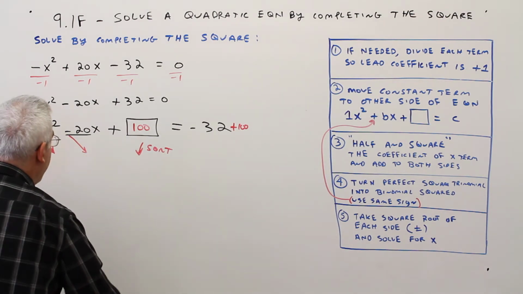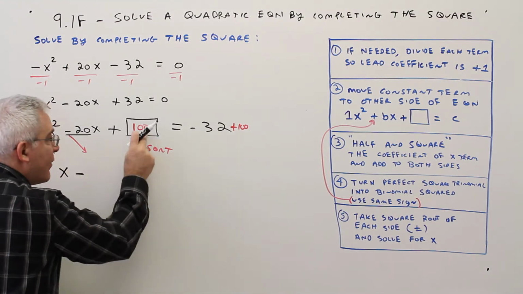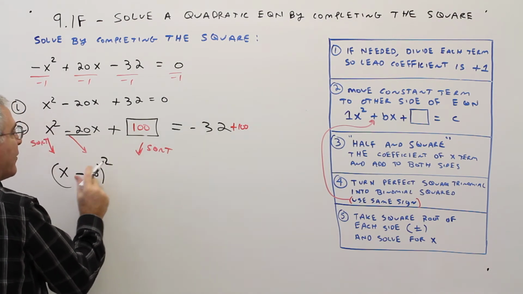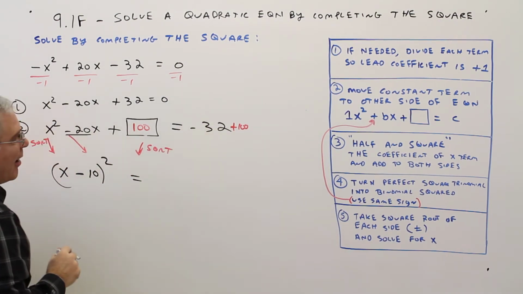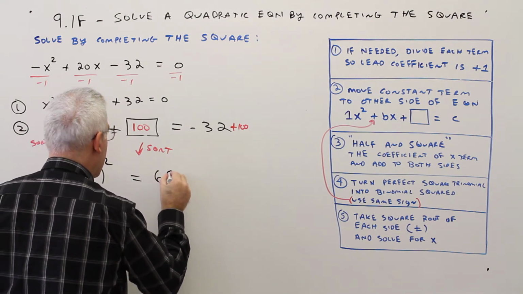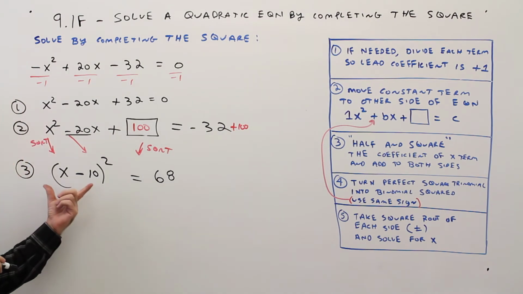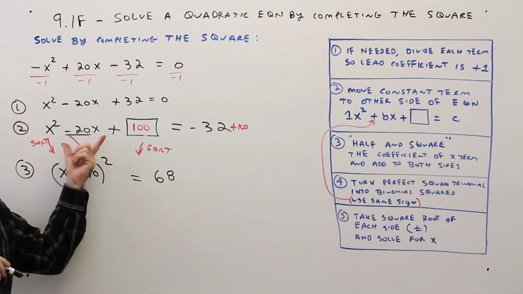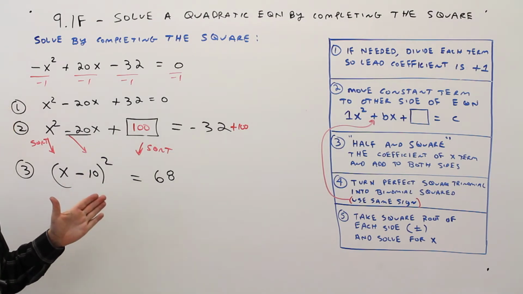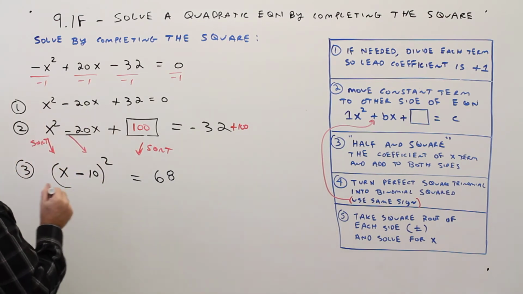So the square root of x squared is x. That sign minus. The square root of 100 is 10. So x minus 10 squared, and then I'll clean that up. That's going to be 68. So that's step 3. Okay? If you FOILed this, you'd get back to this perfect square trinomial. Okay. So now, well, that was actually steps 3 and 4.